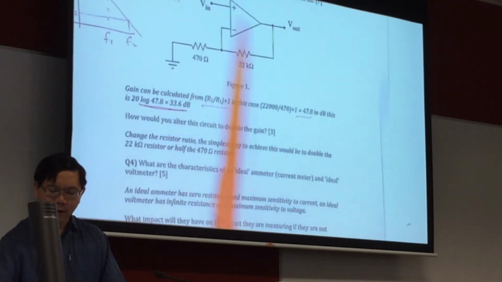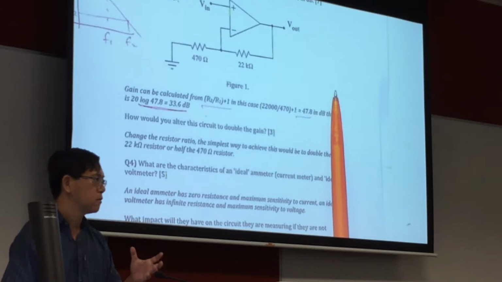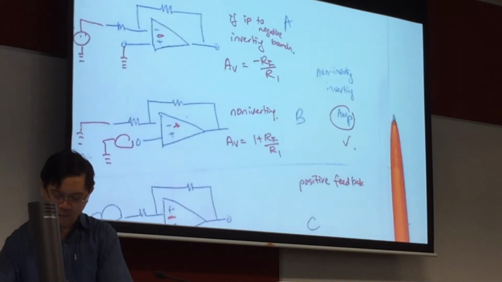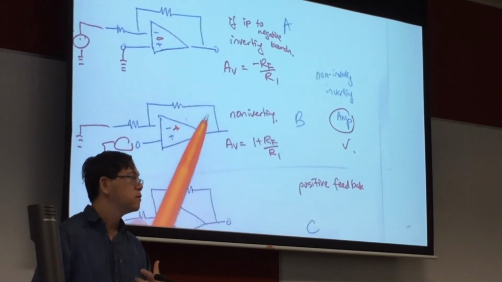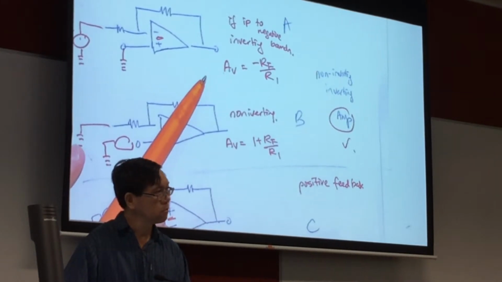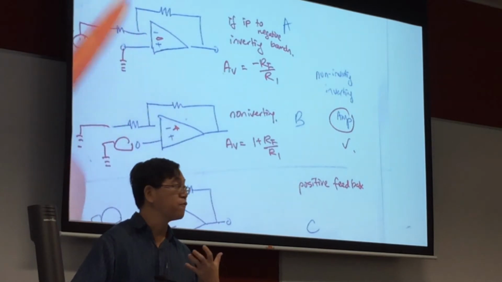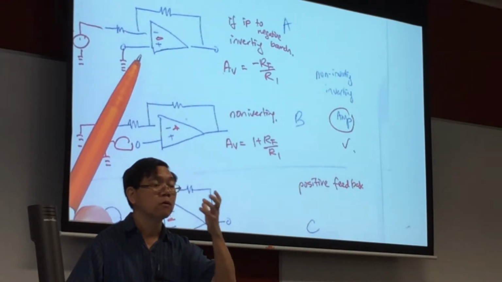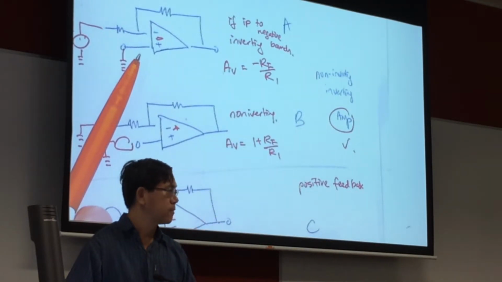The others, negative feedback, note your amplifier. If it's negative feedback, please note your amplifier gain. Sometimes the question will say, I want a gain of 100, or a gain of 5. You need to draw your configuration and work out what your resistance values are. Is that clear?